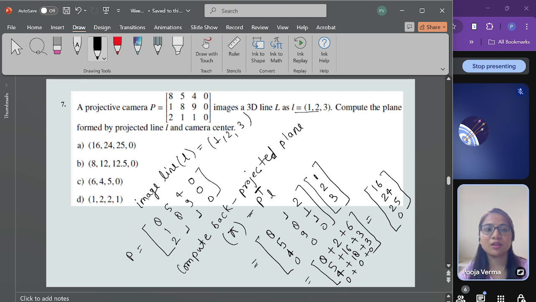So this is it. Compute the plane formed by the projected line L and camera center. This is the plane that is formed by the projected line L and the camera center. Take this one, and you can see option A is the best match from the answers. So it is directly formula based. You just need to calculate P transpose L. I hope you have understood. So now moving to the next question.